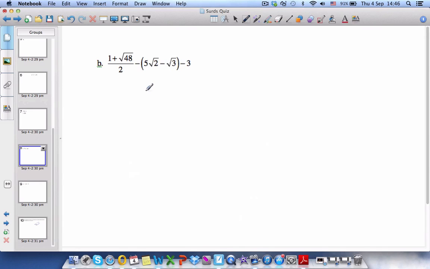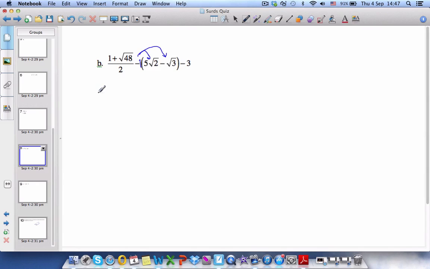Number 3b, it says 1 plus square root of 48 over 2 minus 5 root 2 minus square root of 3 minus 3. This bracket, I was like, why is it even there? It doesn't look necessary, but it is, because this minus sign right here, that's minus 1, so you have to change the sign inside because you're distributing the negative 1 here. The first thing I'm going to worry about though is 1 plus square root of 48 over 2.